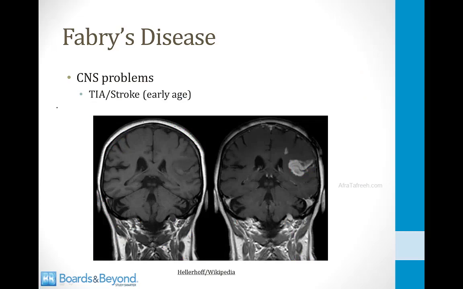In addition to the kidneys and the heart, a classic problem among Fabry's disease patients is TIA or stroke, especially at an early age. The sphingolipids can accumulate in vascular endothelial cells, and this can narrow or obstruct arteries, and this can lead to strokes.